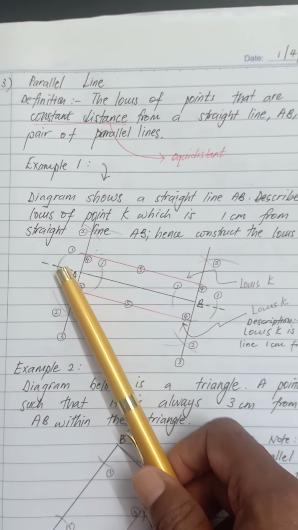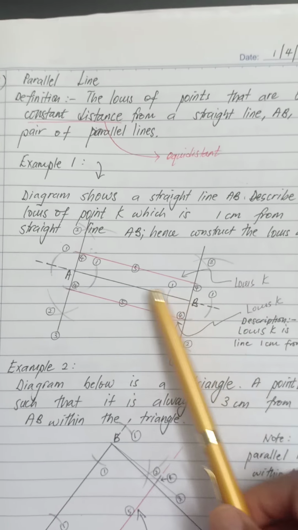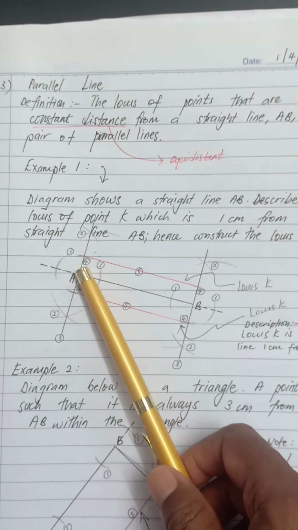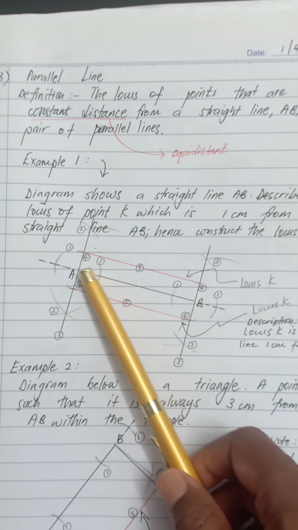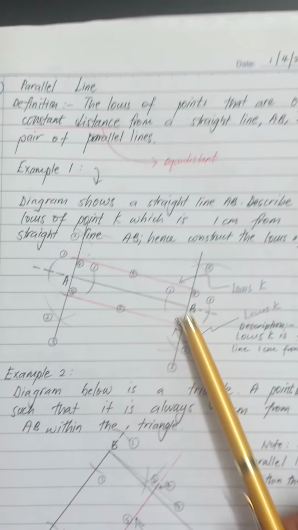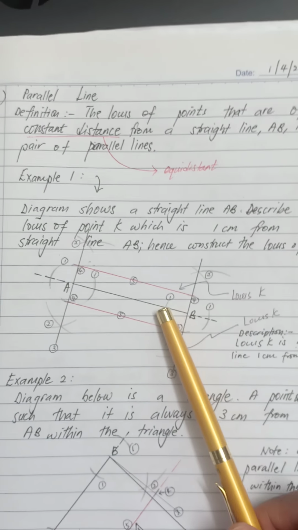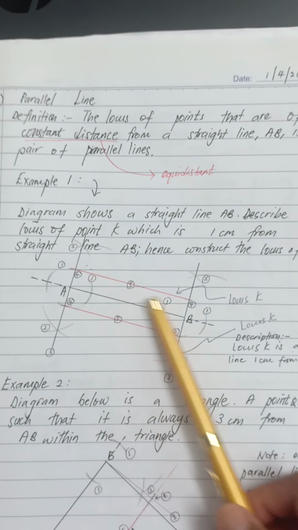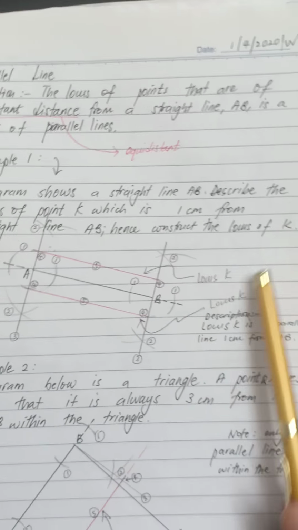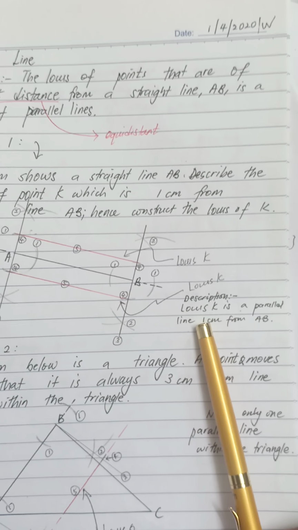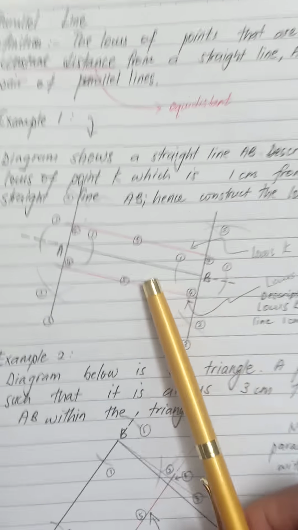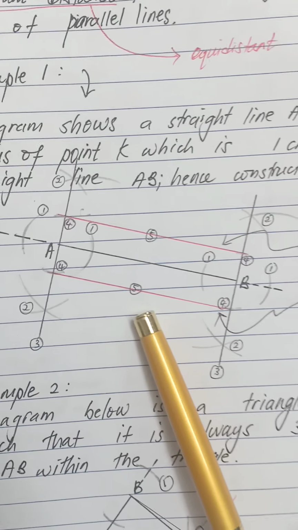Now the key point here is, if it's a parallel line, you will have equidistant or same distance from a straight line AB or PQ or ST like that. So here it's AB. Now hence construct the locus of K. The description: locus K is a parallel line 1 cm from AB. Now how to do it? Take a look at it.